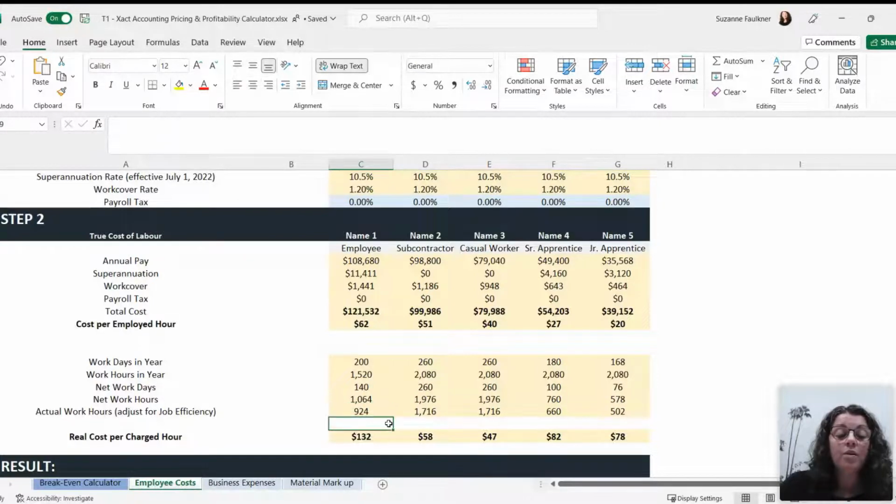So what our real cost is, when we work that back based on the actual 924 hours available rather than the total that we would normally have, is that our cost on this employee is actually $132.